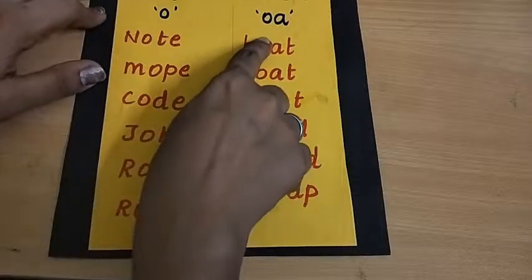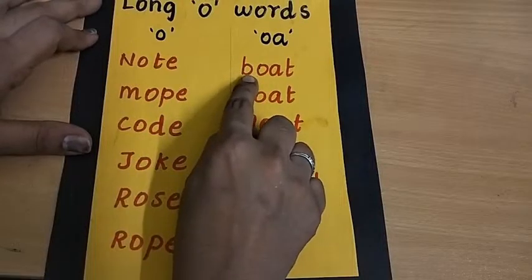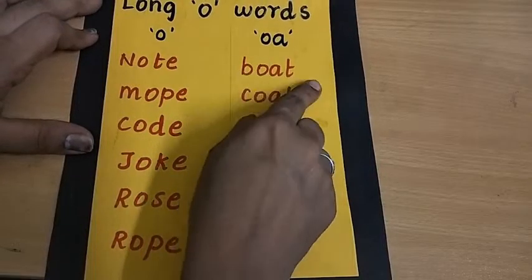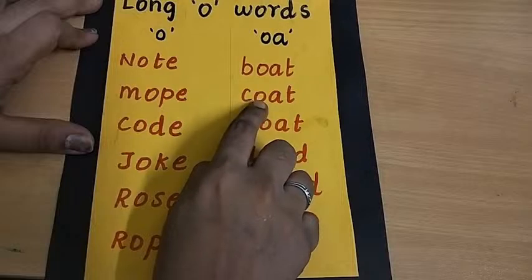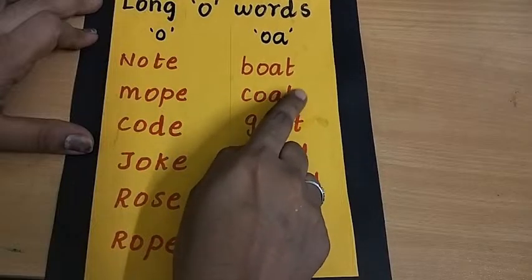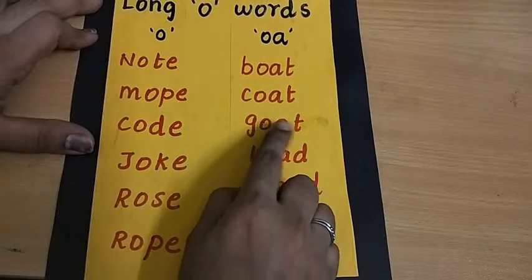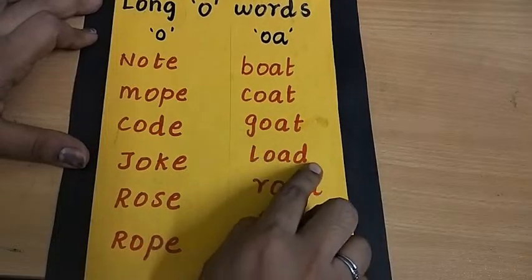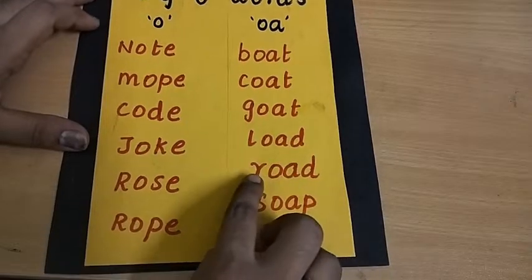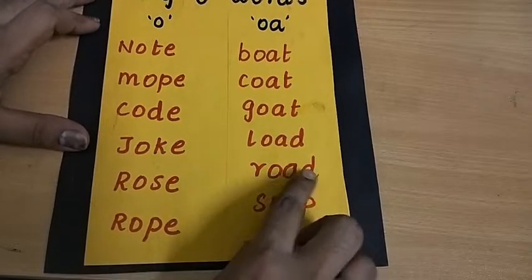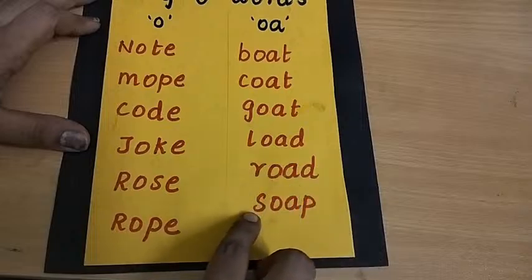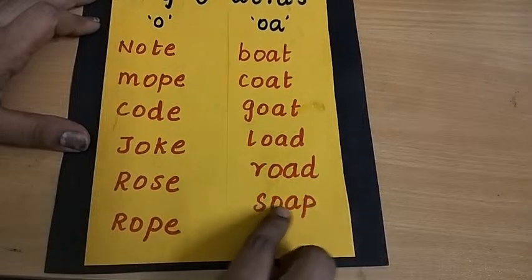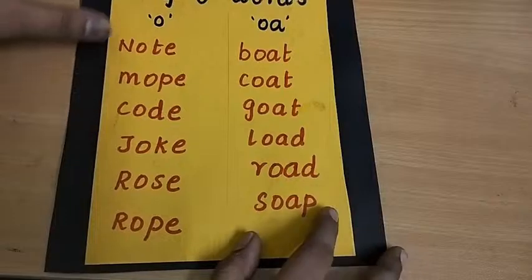So once again I'll say these words. B-O-T. Boat. K-O-T. Coat. G-O-T. Goat. L-O-D. Load. R-O-D. Road. S-O-P. Soap. So these are the words in which we say the longer vowel sound.